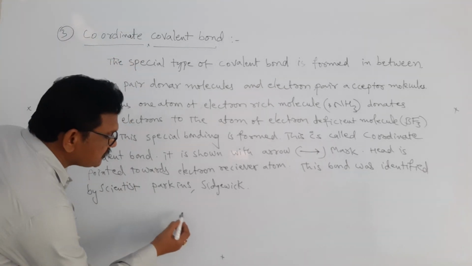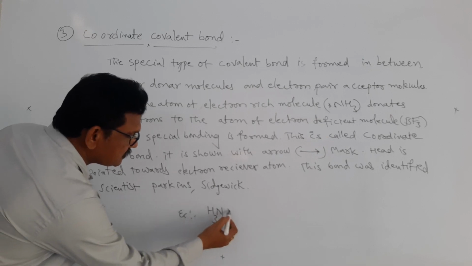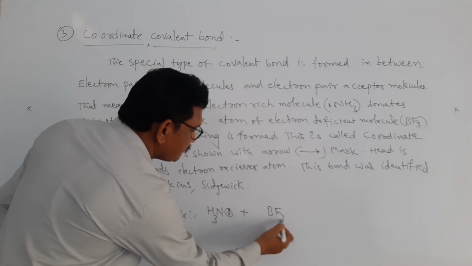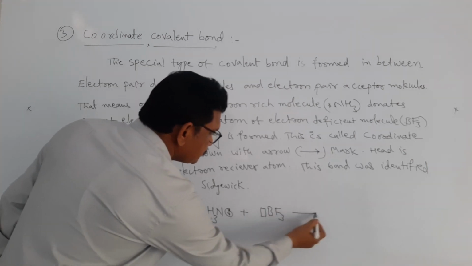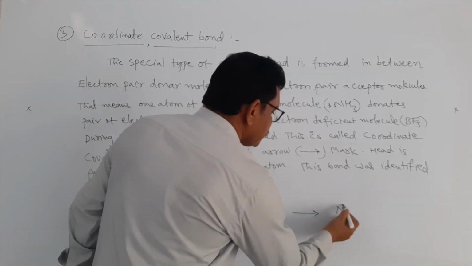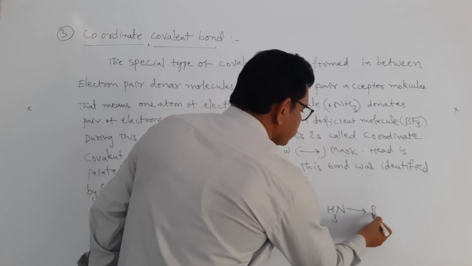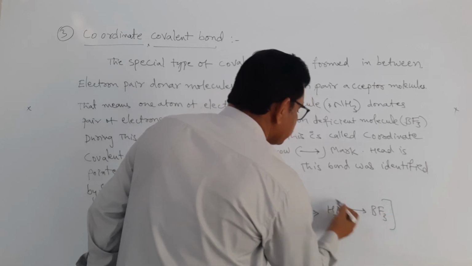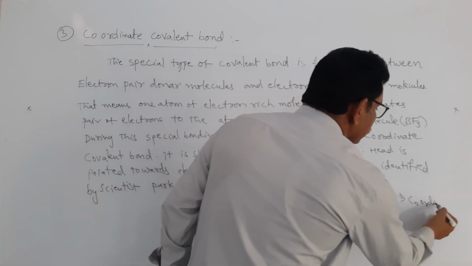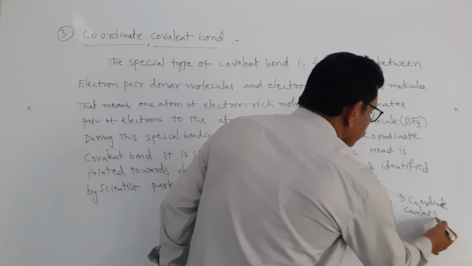So I write here an example. See, a better example, ammonia. Just now I said it is having a lone pair. Boron trifluoride is having an empty p orbital in it. So here what happens? It donates the pair to the boron trifluoride, so that here there is a formation of a special type of bond. This is called what? Coordinate covalent bond.